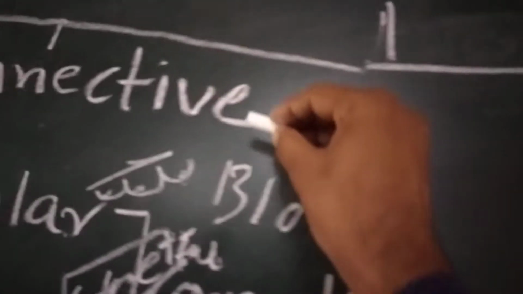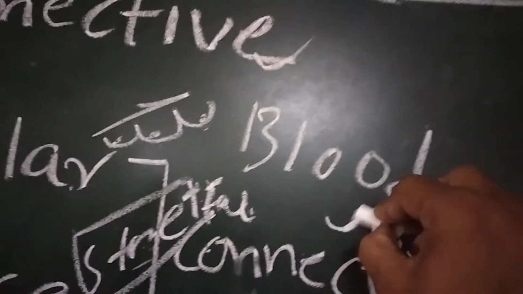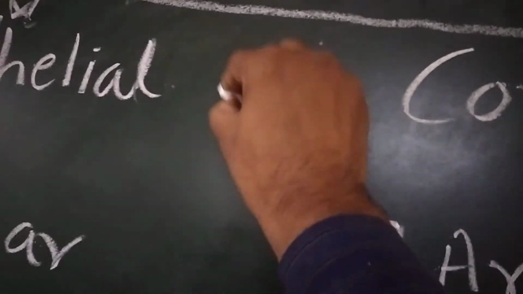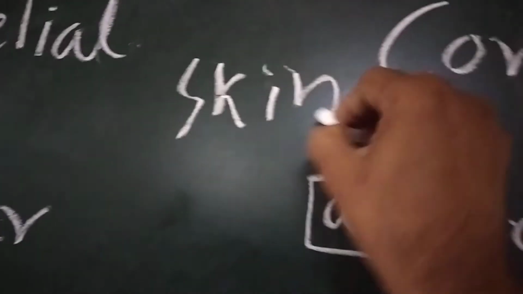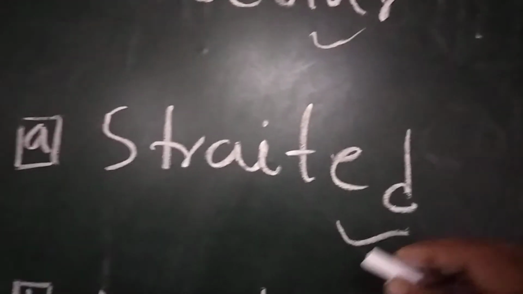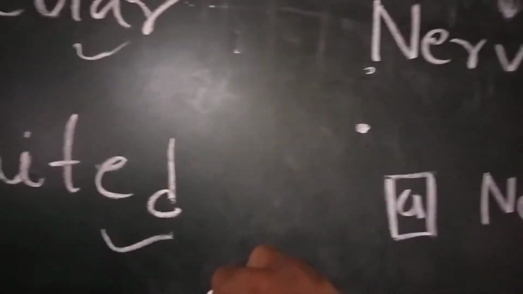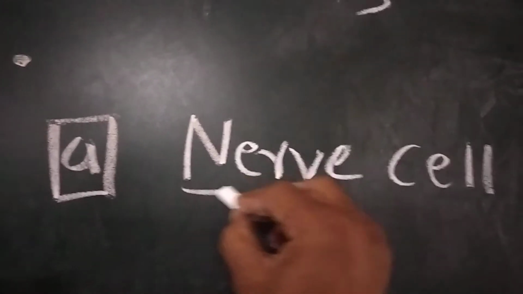Similarly, as I told before, for connective tissue you can easily tell blood. Again, for epithelial you can tell skin. A general example, skin. Here blood for connective tissue. Again for muscular you can tell heart. And one more is there, nervous tissue, that is the nerve cell.